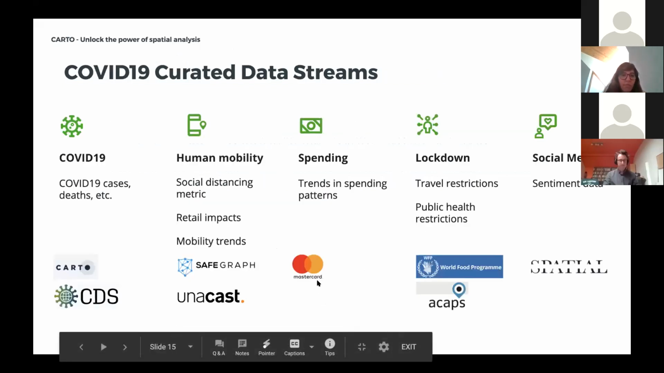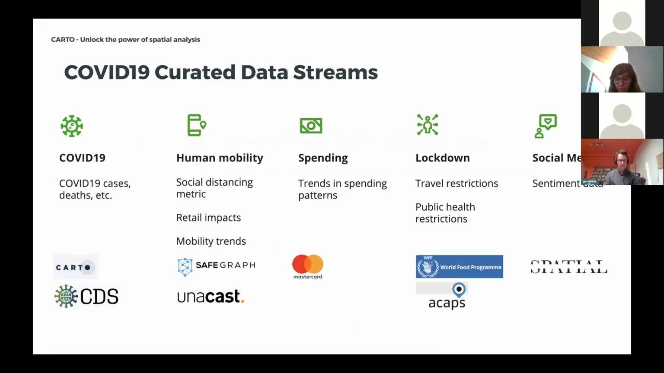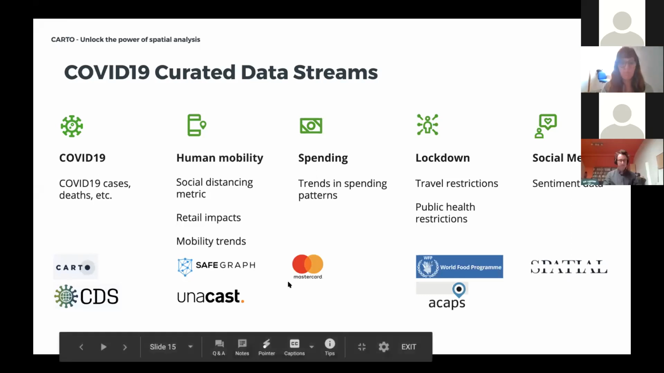We also partner with data providers to specifically create data streams that have applications for the COVID-19 pandemic. So we created a database gathering epidemiological data from the Corona Data Scraper initiative, and then added the geographies to be consumed as part of our free offer. But we also work with the human mobility providers to define some of their products and also spending data provider like MasterCard. We also curated some data sets on restrictions on travel or public health restrictions, and worked with Spatial AI, which is a provider of sentiment data, looking at social media data.